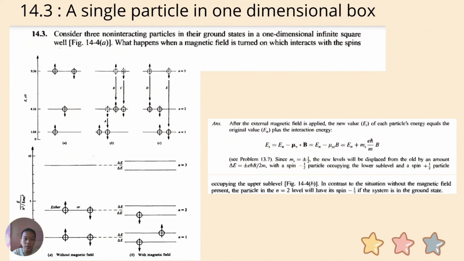Okay, the next question is, consider three non-interacting particles in their ground state in a one-dimensional infinite square well. What happens when a magnetic field is turned on which interacts with the spin? This means we look at the electrons when there is a magnetic field and when there is no magnetic field, and see what happens. We use the formula with a magnetic field, where E equals E initial minus mu S times B, and B is the magnetic field.